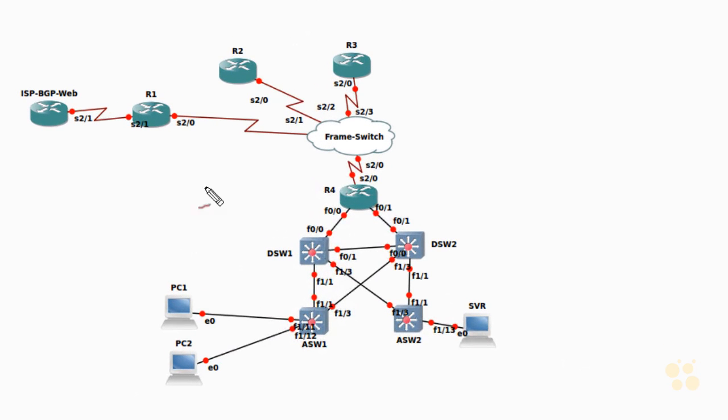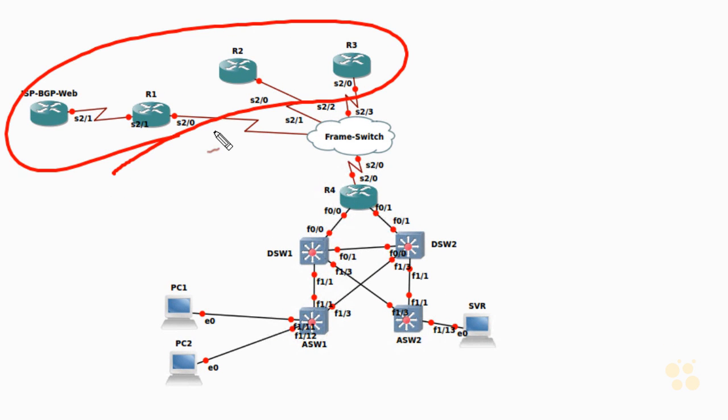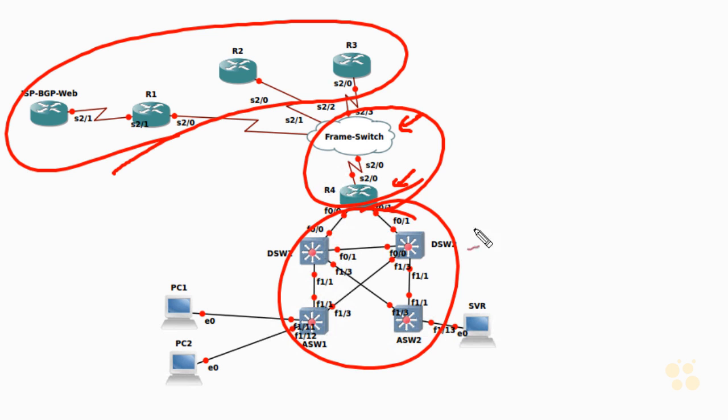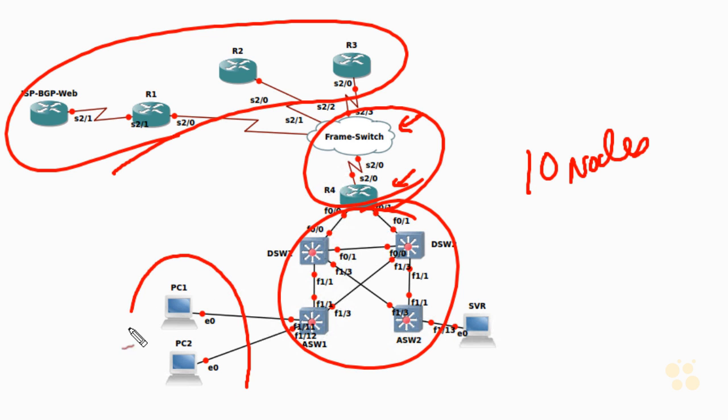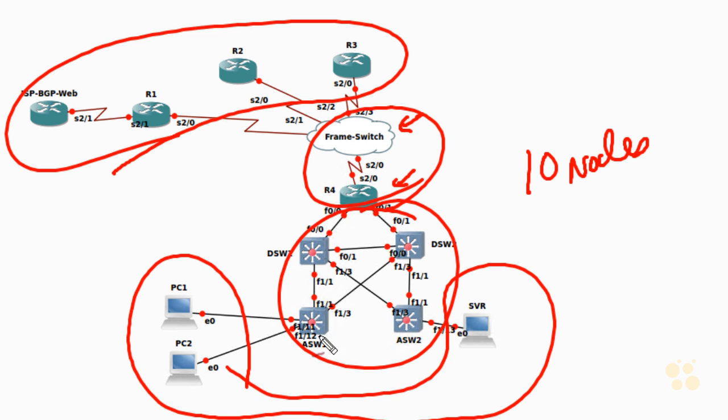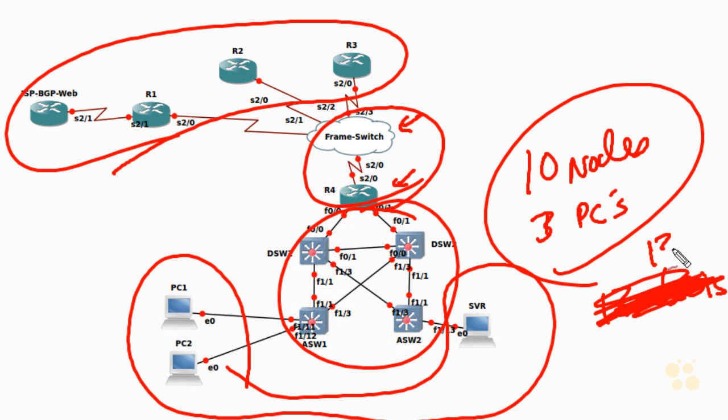Now, in this topology, I've got 4 routers right here. The frame relay switch is also a router, so is R4, so that's 6. Plus I have 4 switches, that's a total of 10 nodes. Plus I've got 3 virtual PCs courtesy of the virtual PC simulator. So that is 13 devices total. Now let me share with you something.